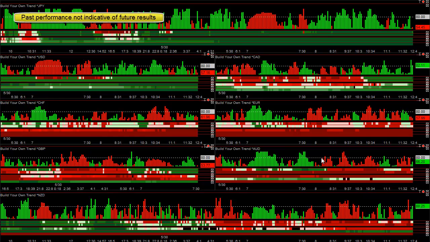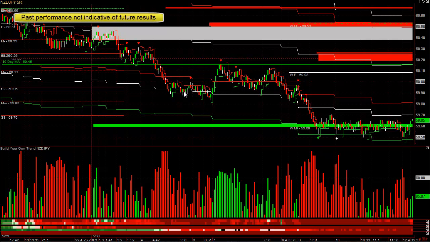The New Zealand was the weakest over the last couple hours, and the yen was strongest. Let's bring the New Zealand yen up. And you can see, when you're near the lower containment bands, it's not that good of a trade. Once you get a nice little pullback up, this trade right here worked, this one here worked. There unfortunately wasn't a signal on this one.